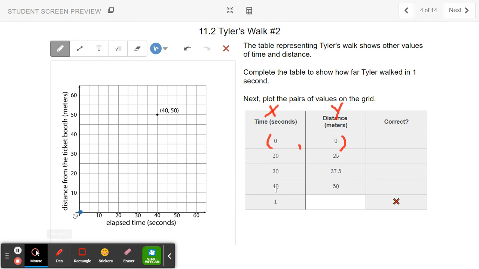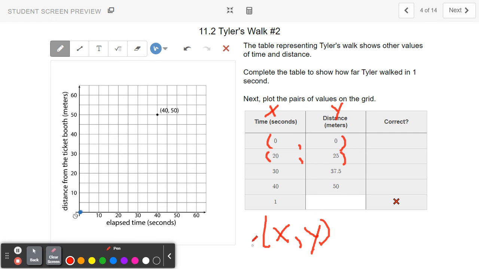Since he's walking at a steady pace, his second coordinate that they've given us is that after 20 seconds, Tyler went 25 meters. So 20 is my X value because remember, when we plot points, the first coordinate is the X value. The second coordinate is the Y value. So we find that 20 is on the X, and I can even write this in to help remind myself. So we go to 20 seconds, and then it went up to 25.